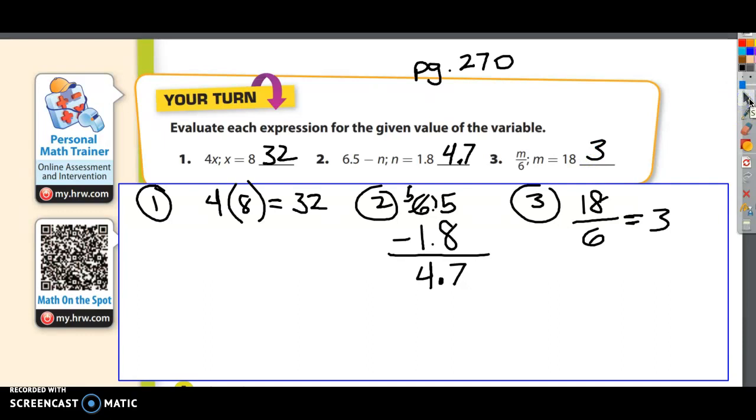That was the introduction to evaluating expressions. Like I said, if these 3 answers didn't come easily to you, then I would say start this video over and watch page 269 again. You're done with this page. The next video will be the rest of page 270. Good job.